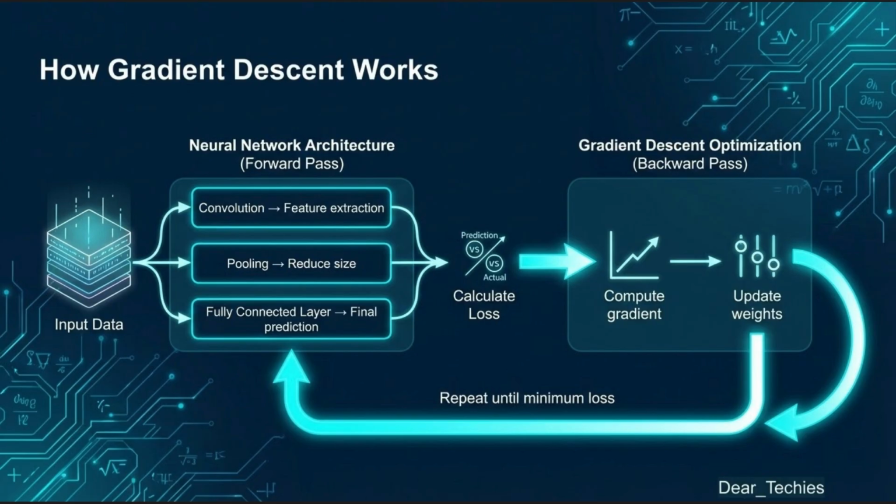The steps of gradient descent are simple. First, the algorithm starts with random weights. It makes a prediction using these weights. Then it calculates how wrong the prediction was. This is the loss. Next, it computes the gradient, which tells the direction of the steepest increase in error. But we want to reduce error, so we move in the opposite direction. Then the weights are updated using a small step size. This loop repeats until the loss becomes very small or stable.